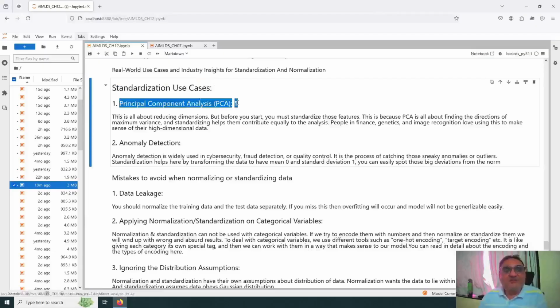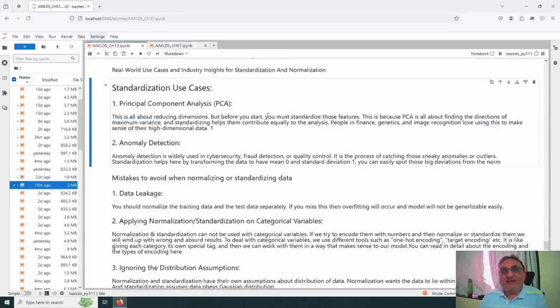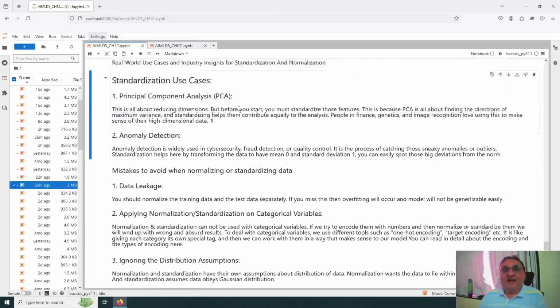So that is the main use case of standardization. Before doing principal component analysis, you must standardize your features. If you have those 30 columns or 20 columns and you want to reduce them to a two-column data set, two principal features, please remember that there is nothing optional here. I'm saying you must standardize. Otherwise, your principal components will give a completely misleading idea about your data.